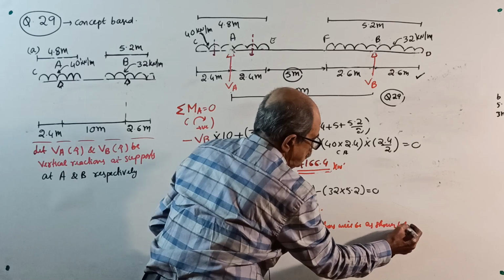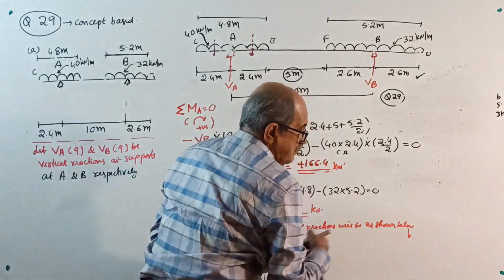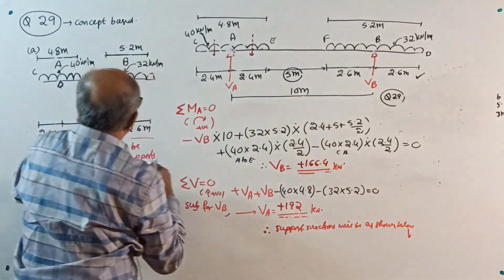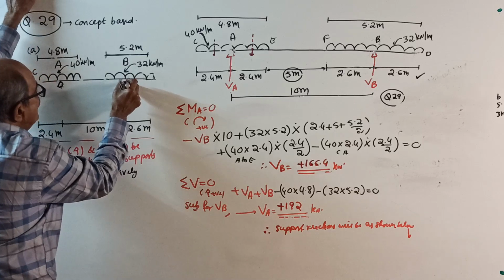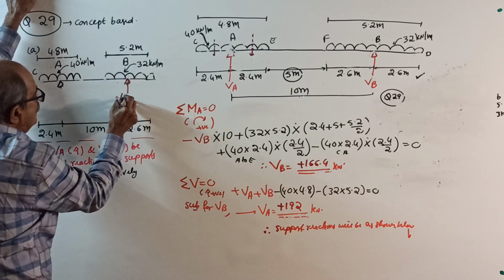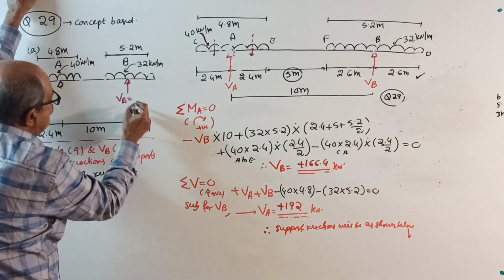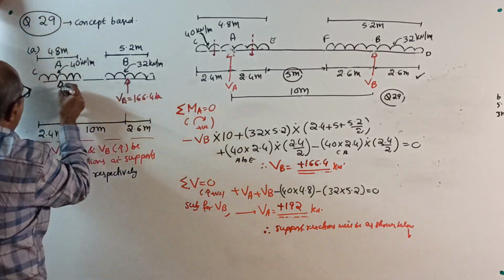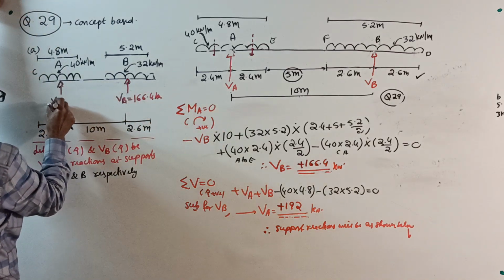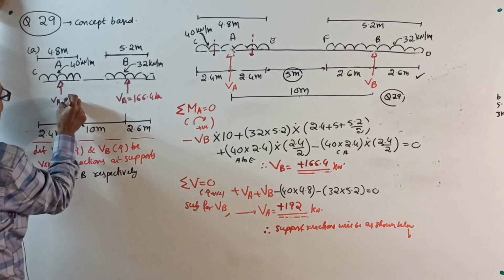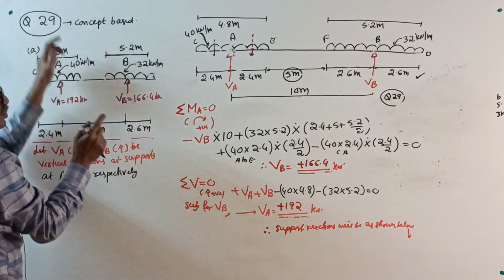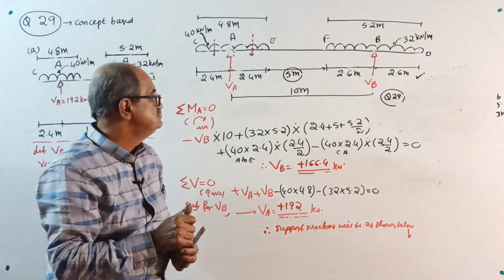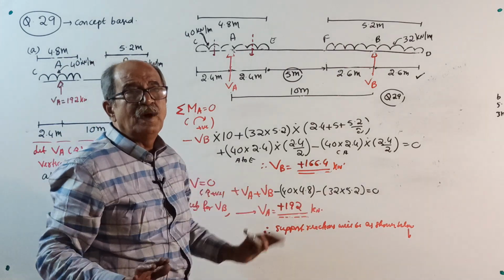As shown below. Those who want perfection, shown below, but what I will do is, this diagram you write there. You enter VB equal to 166.4 kilonewton and VA equal to 192 kilonewton. Enter. Solution is over. Okay, now very important, make a note. You write here, solution over.